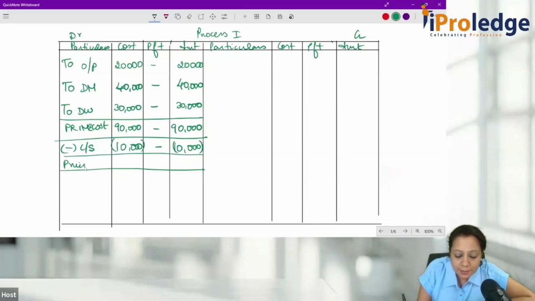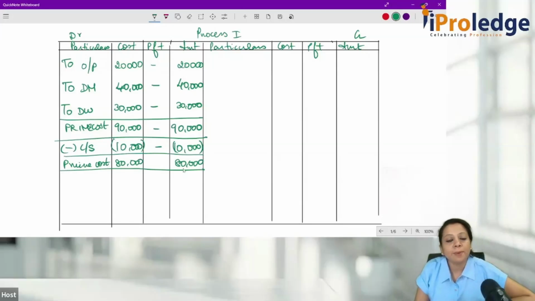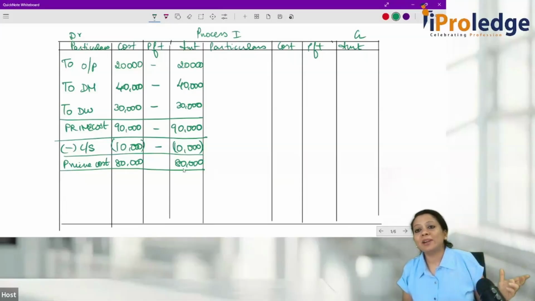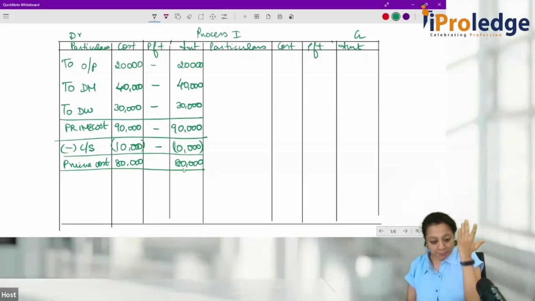So this is the final prime cost. That is going to be 80,000. Why we made a subtotal was in case profits are there, how cost should be calculated for closing stock. That is why I did a subtotal first, then a prime cost.